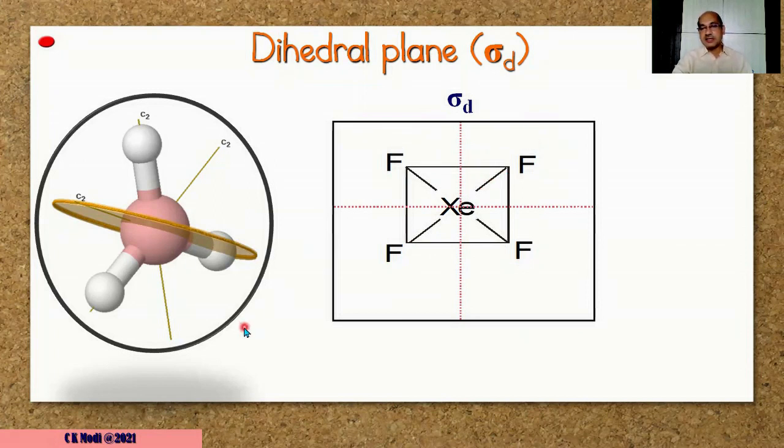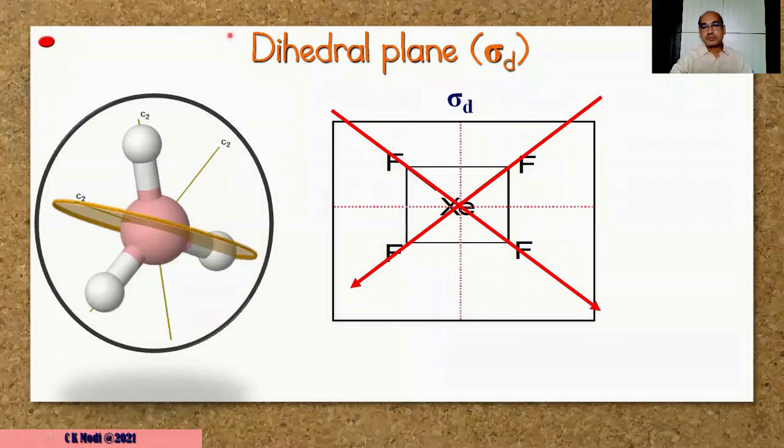Now, the second condition: it passes through the angle between two subsidiary C2 axes. Now look at this. This is the first C2. This is the second C2. So it passes through the angle between the two subsidiary C2. So this is called sigma d. So there is one sigma d.